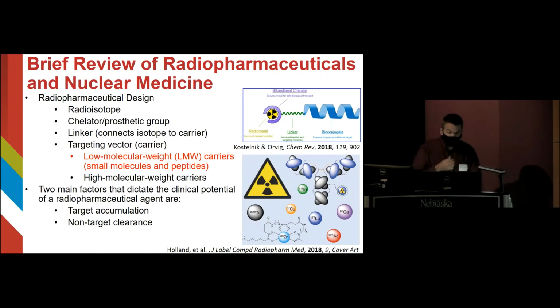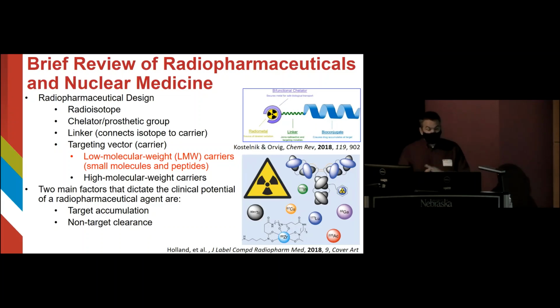These targeting vectors or carriers can be based upon low molecular weight agents, such as small molecules and peptides, and I'll be talking about small molecules today. But they can also be high molecular weight carriers, such as antibodies, which are probably the predominant type, but they can also be polymeric systems and other higher molecular weight constructs.